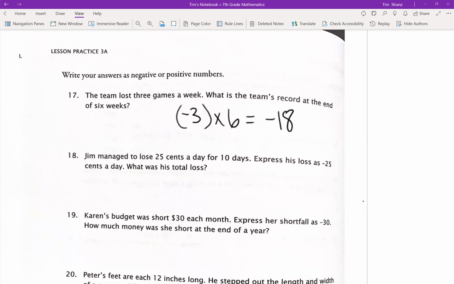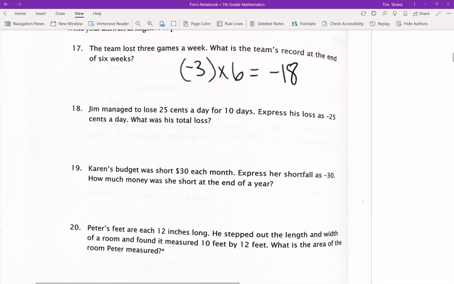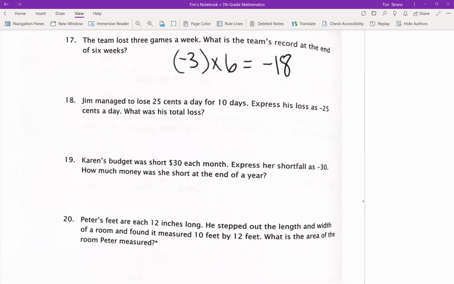Number 18, Jim managed to lose 25 cents a day for 10 days. So losing 25 cents a day times 10 days, express his loss as negative 25 cents a day. What was his total loss? So he totally lost negative 250 cents.